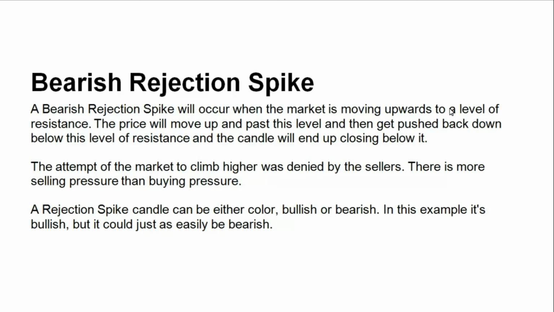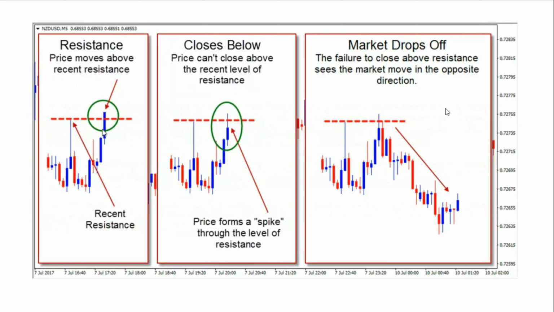The rejection spike candle can be either bullish or bearish in color. In the next example, I'm going to show you what I'm talking about on an actual chart. Let me show you guys. Take a look at this first setup here. This is the resistance area.